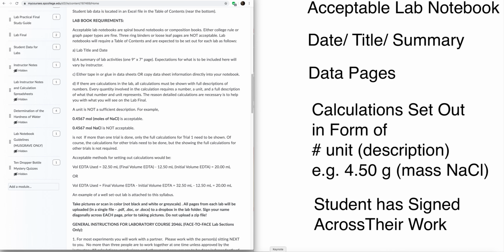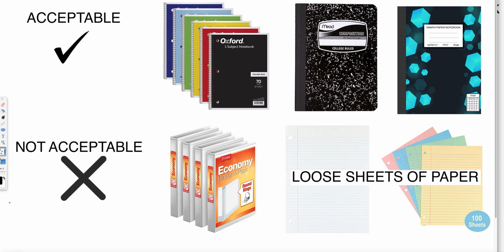So first of all, let's take a look at what an acceptable lab notebook looks like. And we've got acceptable versions up the top here. We've got the spiral bound. These happen to be college ruled, but they don't have to be, I guess. They could just be blank pages if you want them to be. But I think the college ruled ones are probably the best ones, and they have to be bound with a spiral part down the side here.